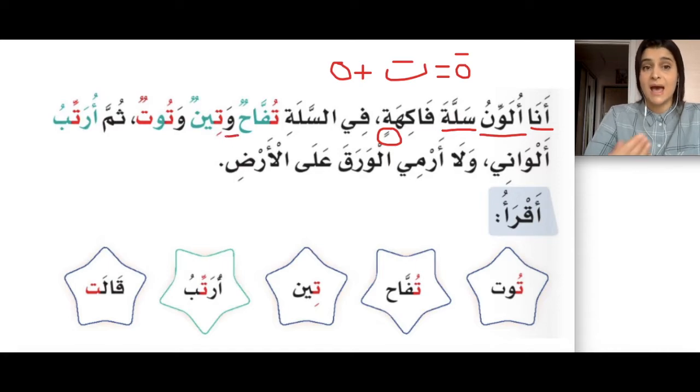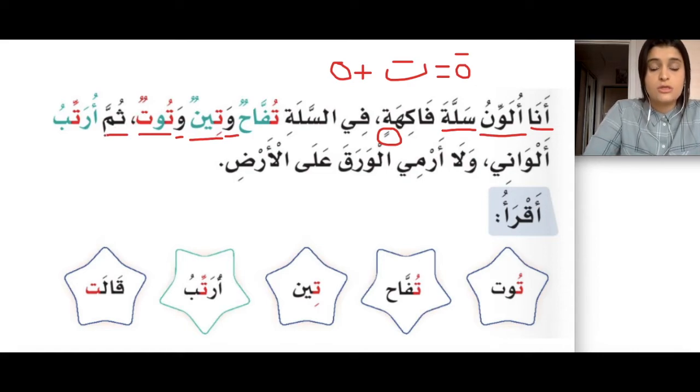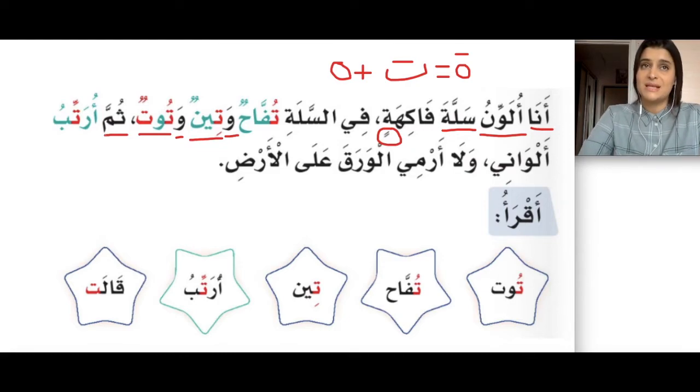Wa, it means and. Teen. Tufah wa teen wa toot. Toot, as you can remember, is like berry. It can be raspberry, blackberry, blueberry, etc. And then we have a comma. We have this word thumma. Thumma means then. We need these words to connect our phrases.